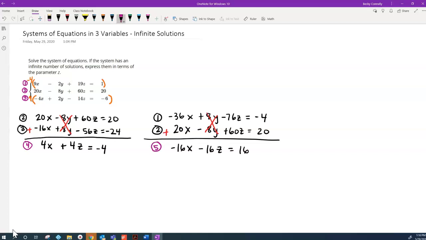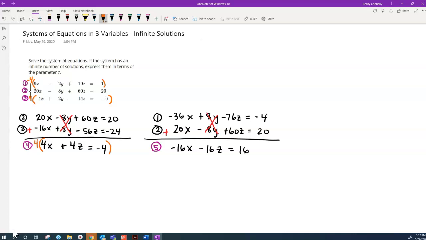I'm going to label that one equation 5. Now if I try to eliminate another variable with equation 4 and equation 5, I'm going to multiply equation 4 by 4. Because if I do that, 4 times 4x gives me 16x. And if I add it to that negative 16x, those will eliminate.